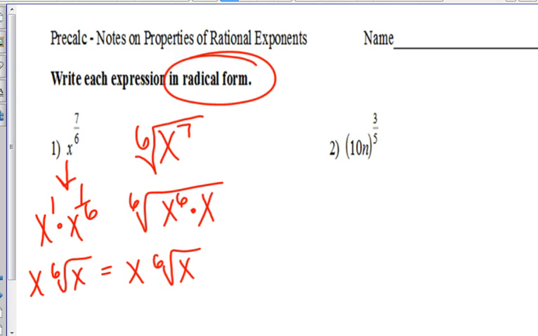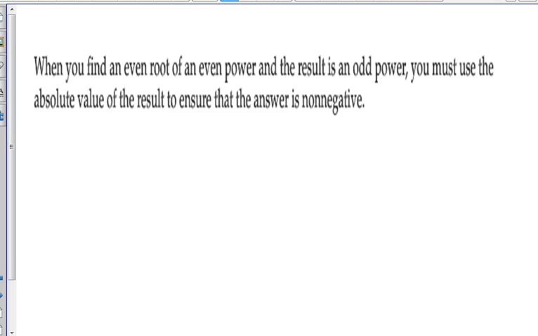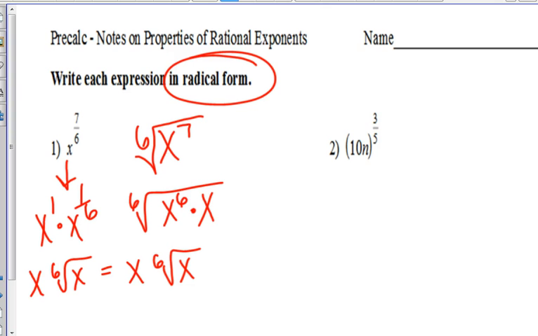Now, before I go any further, I'm going to talk about this slide. When you find an even root of an even power and the result is an odd power, you must use the absolute value of the result to ensure that the answer is non-negative. I wouldn't think you say positive. Why not negative? In other words, right here, when you took the sixth root of x to the sixth and got an x to the first, it's supposed to have an absolute value around it.